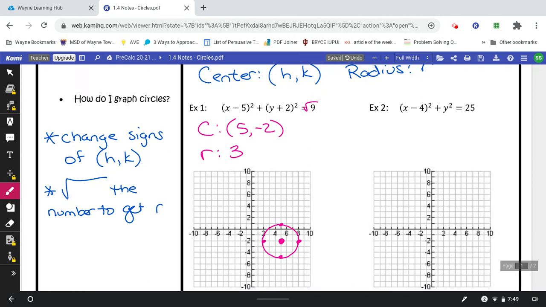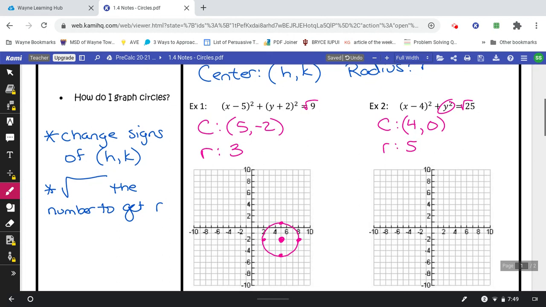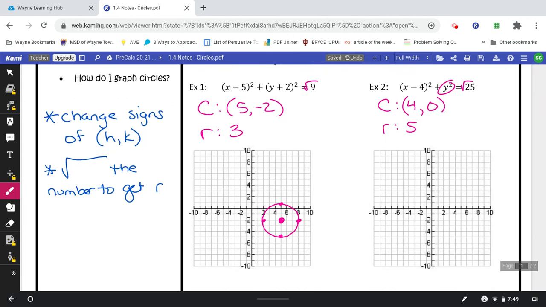For example number 2, the center is going to be positive 4. And then since there's nothing here on that y squared, it's just going to be a 0. Square root the 25 to get 5. Plot 4, 0, and then go 5 in each direction. And then draw your circle.